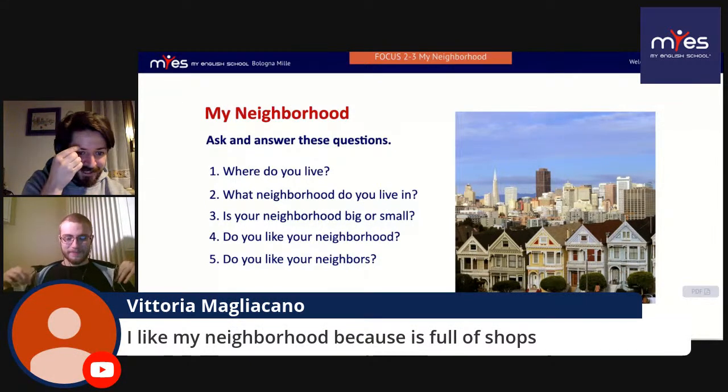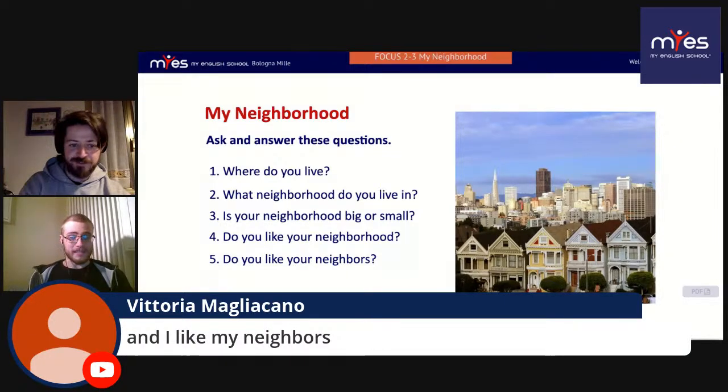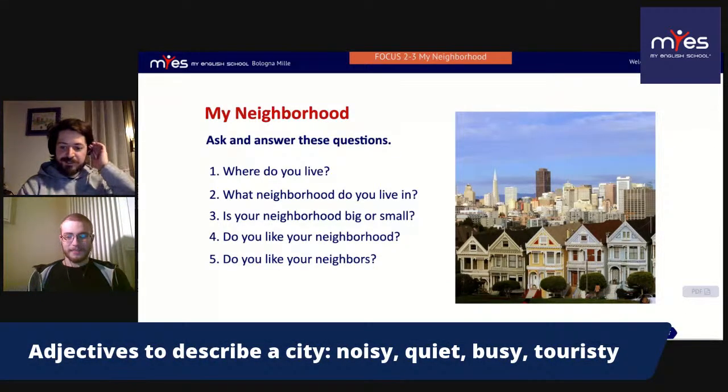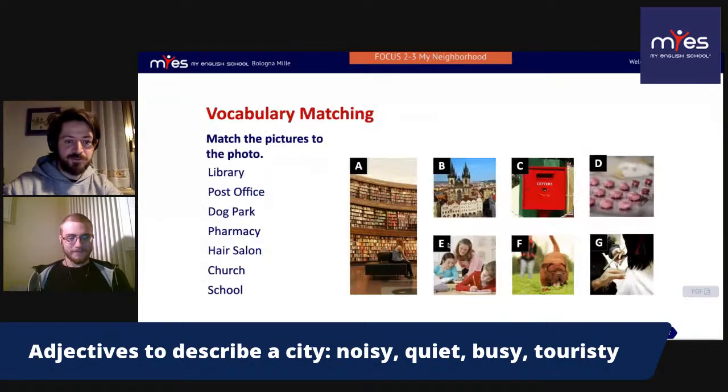Victoria likes the neighborhood because it's full of shops. Fantastic, Victoria. She likes shopping, it's good. Her neighbors are probably very busy, I imagine. Very good job, guys. Well done. So let's continue on to number 4.